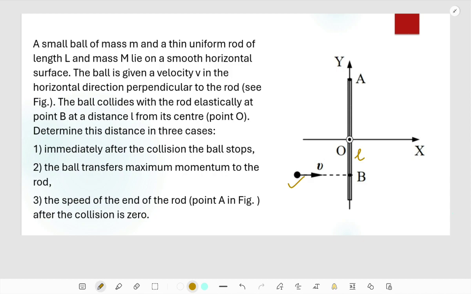I think we find all the principles that can be applied to solve this problem. So let's plan the solution of the problem now. And of course, we would like to solve the problem relative to the laboratory inertial frame of reference that is attached with the ground.